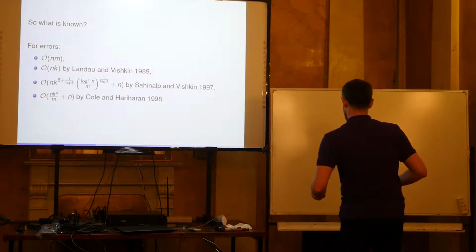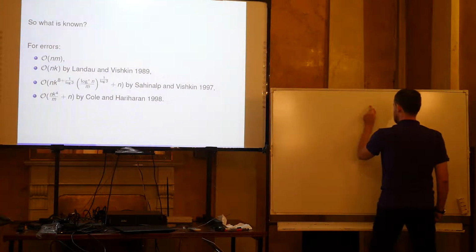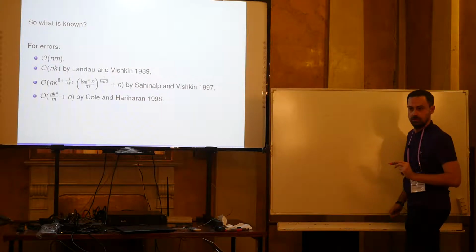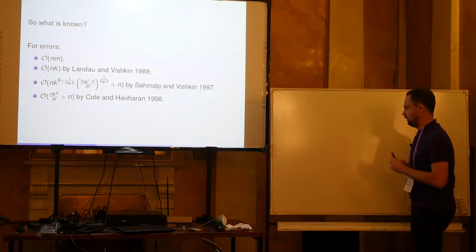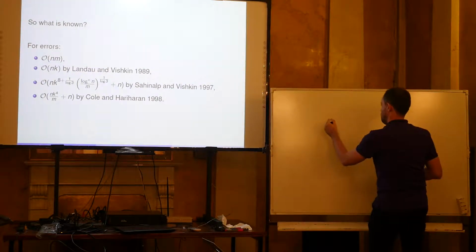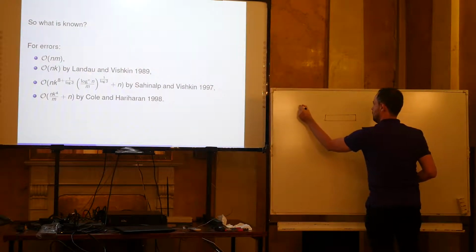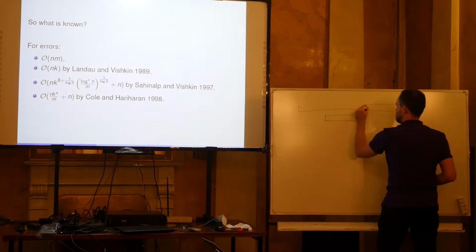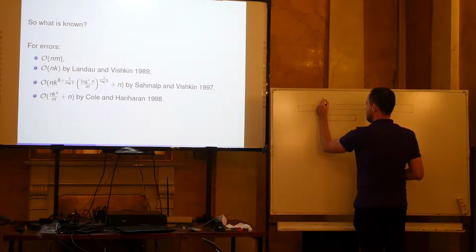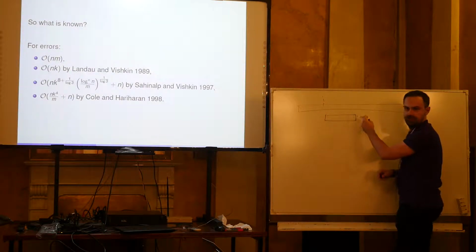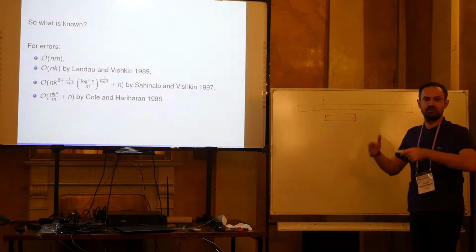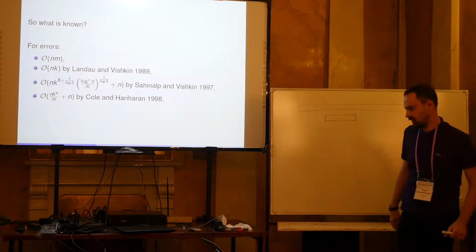Okay, so let me just draw it again. So this is your text, and you put your pattern. This is your pattern. You put your pattern at position i in the text, and you count how many mismatches you have, and you should output it for each i. So you need to output n minus m plus 1 numbers, and that's your output.